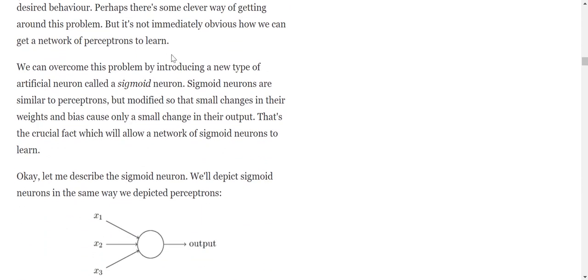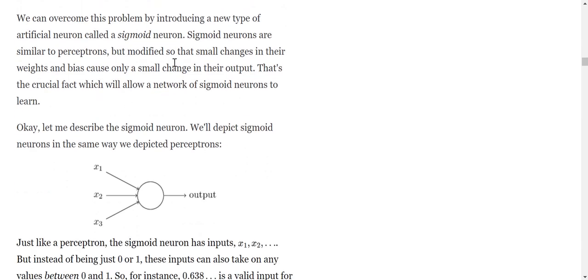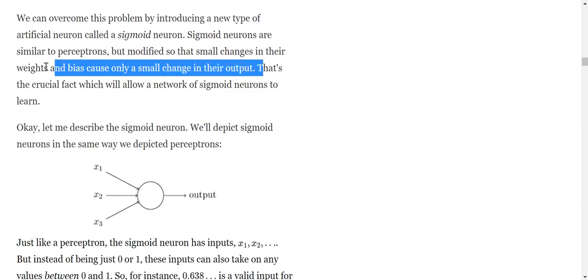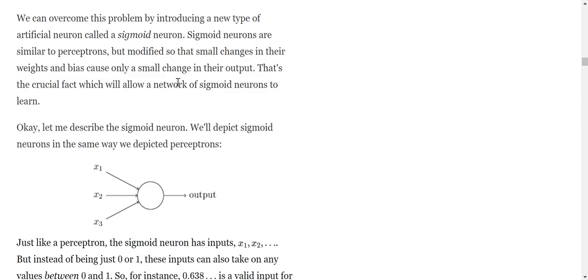We can overcome this problem by introducing a new type of artificial neuron called a sigmoid neuron. Sigmoid neurons are similar to perceptrons but modified so that small changes in their weights and biases cause only a small change in their output. That's the crucial fact that will allow a network of sigmoid neurons to learn.